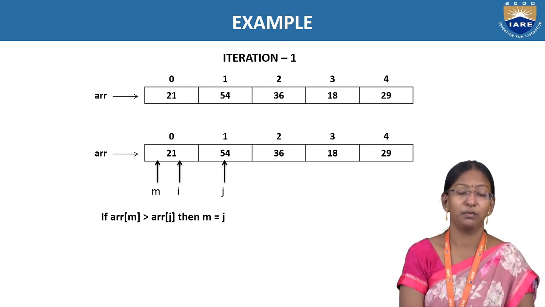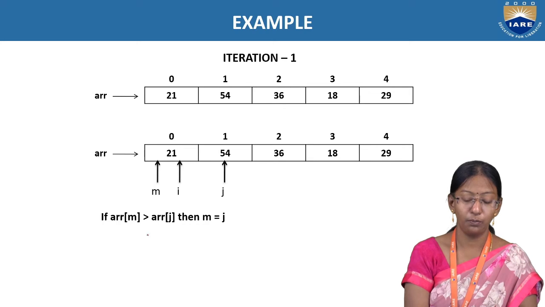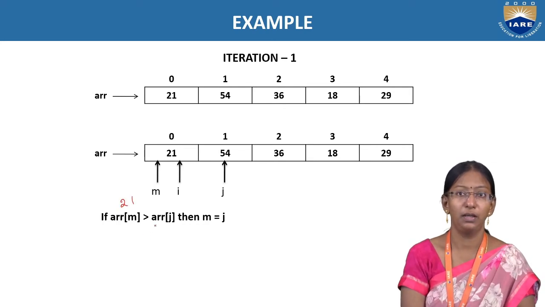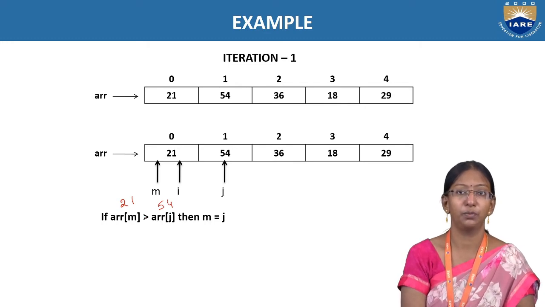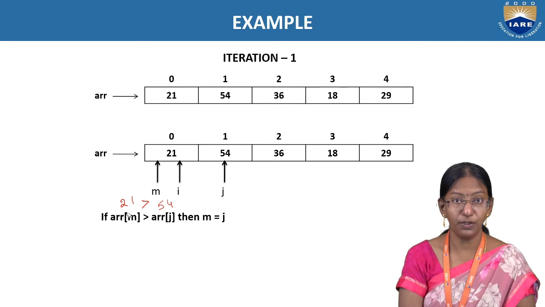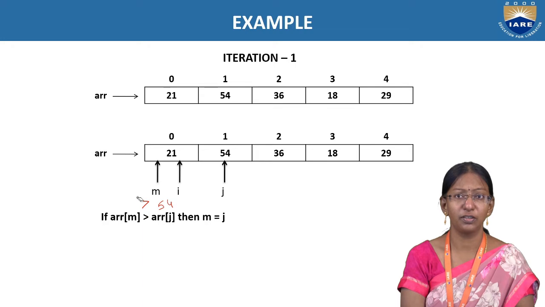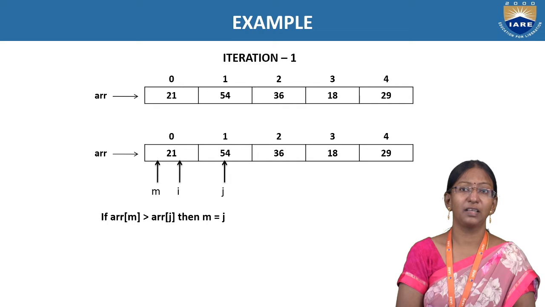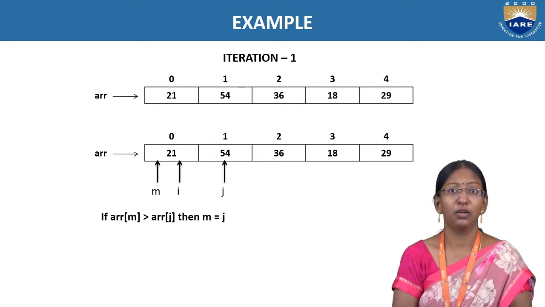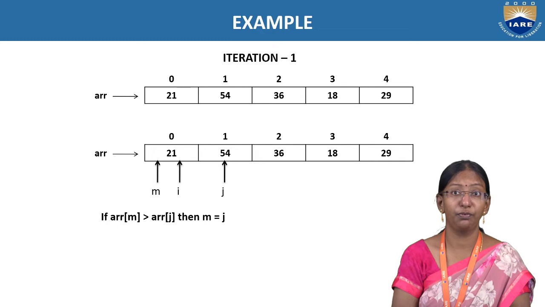What do you mean by this statement, array of M? The element 21 is compared with element 54. Is this relation okay or not? If the condition satisfies, then make the element pointed by the jth index the smallest element, as M. But do you think 21 is greater than 54? No. The condition fails. Okay.